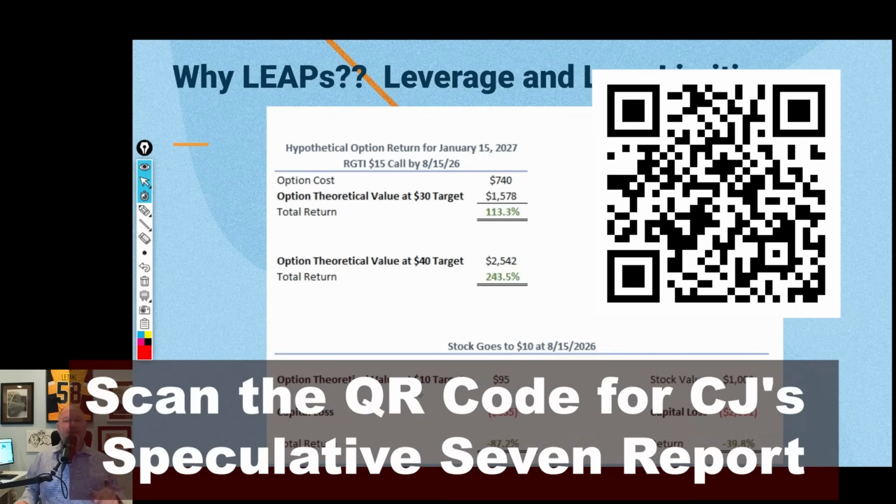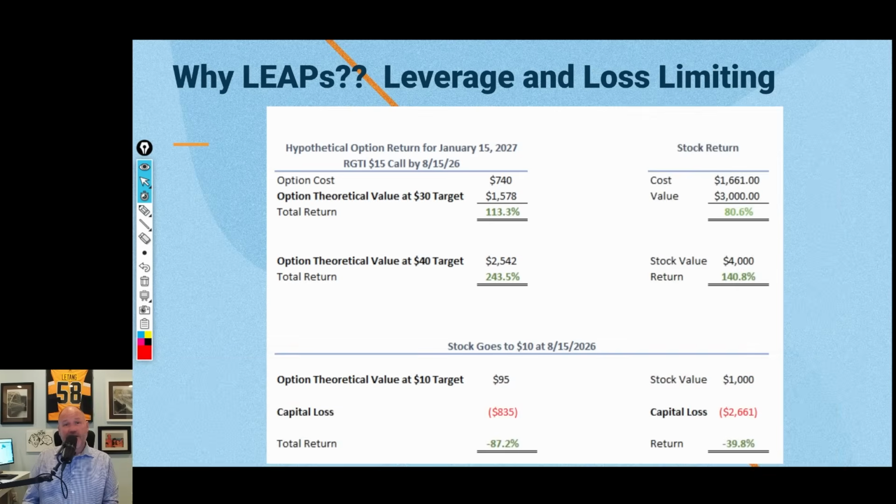Let's take a look at an example of how I have traded Rigetti Computing to the upside. I already own some Rigetti 2027 LEAPs. Those expire on January 15th, 2027. It feels a long time away, but it's not going to be that long. So I don't own the 15s. I'm actually in a strike that is much lower than this because I bought them a while ago. This is looking at the $15 strike.